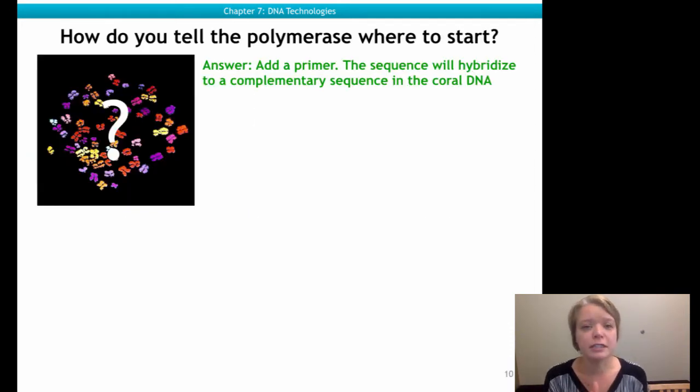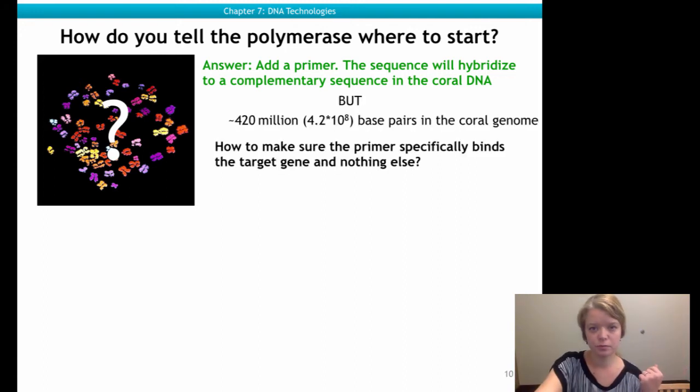Now, let's go back to how we tell the polymerase where to start. I said, add a specific primer. This primer will be specific against the sequence of your fluorescent coral protein. But there's a problem here. Again, the coral genome is about 4 times 10 to the 8th base pairs. How do you make sure that your primer will specifically bind in only one location?